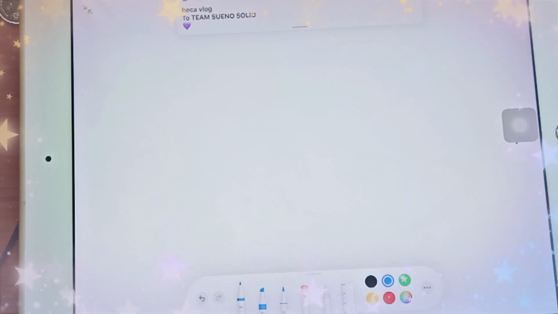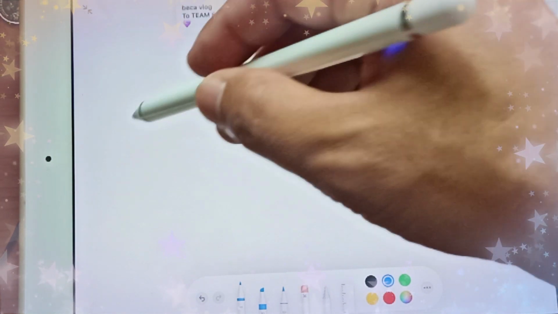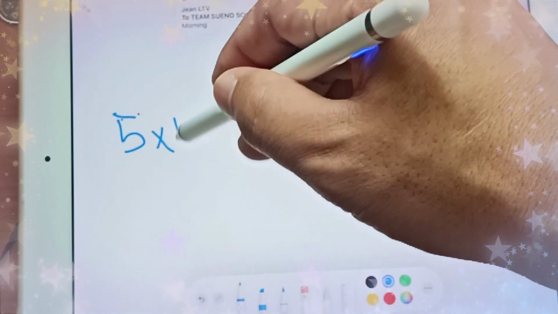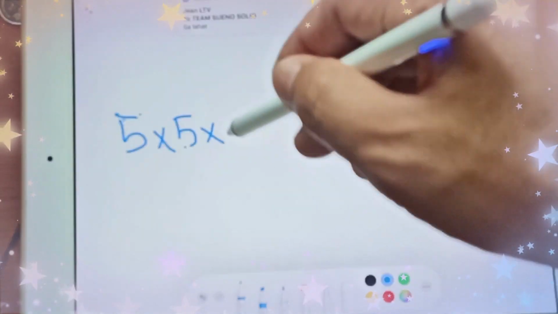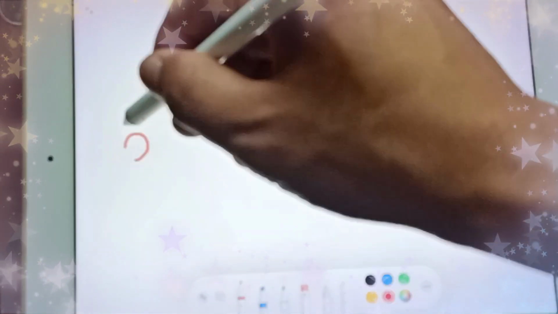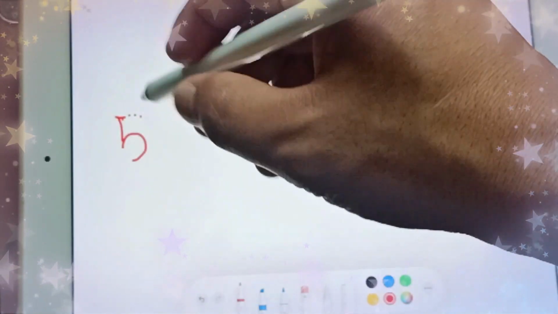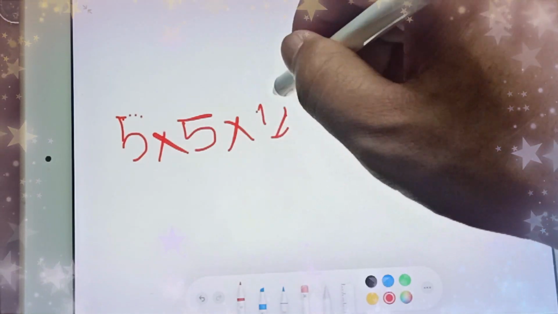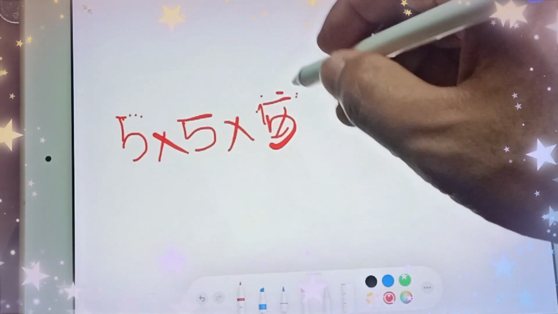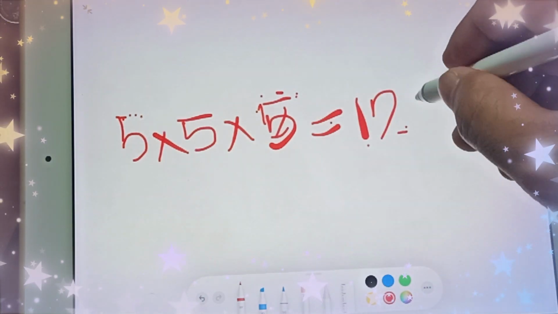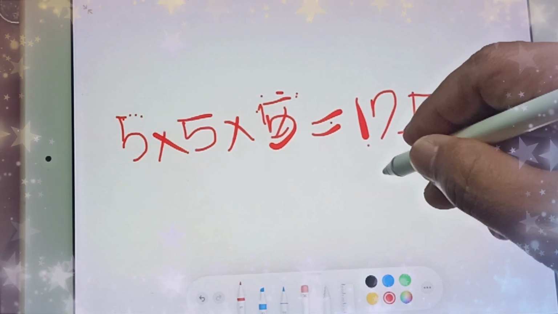And the volume of a cube with edges 5 cm is 5 times 5 times 5, which is equal to 125 cm cube.